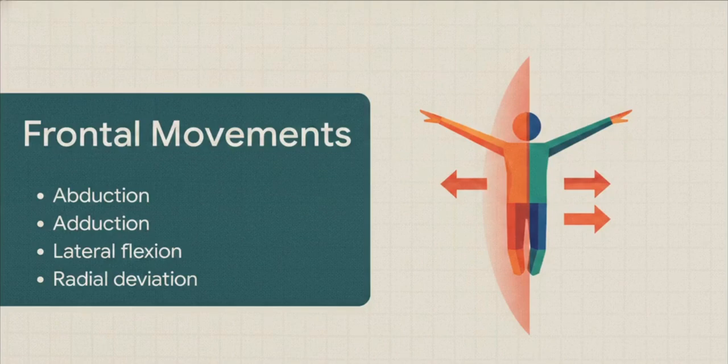Think about doing a set of jumping jacks or reaching straight down your side towards your knee. Your arms and legs are sliding flat against this front-to-back divider. This includes abduction, which is moving away from the center, and adduction, adding back to the center, as well as the lateral flexion of your trunk.